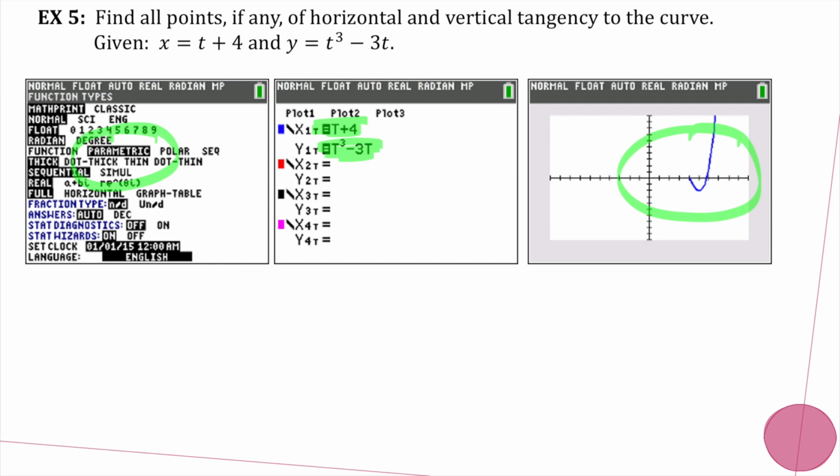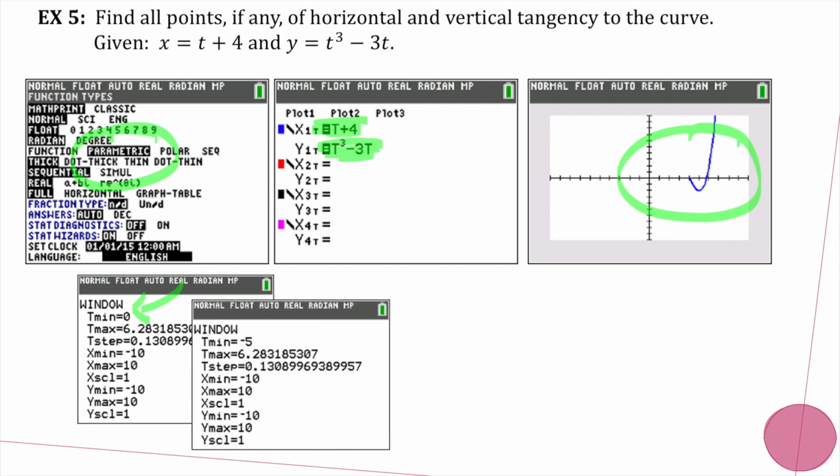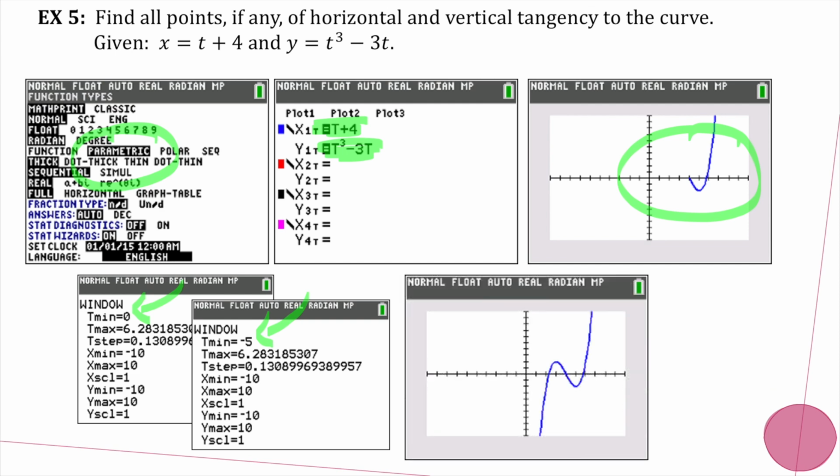So what you have to do sometimes is go back and check the window and look at what it had. It had a t minimum of 0, which makes sense because often we start with time equals 0, but in this case we didn't. So I went in and just expanded the window a little bit and made sure that t could go, well, into the negatives. Then when I graphed it, aha, now I've got the whole thing. So that worked out much better.